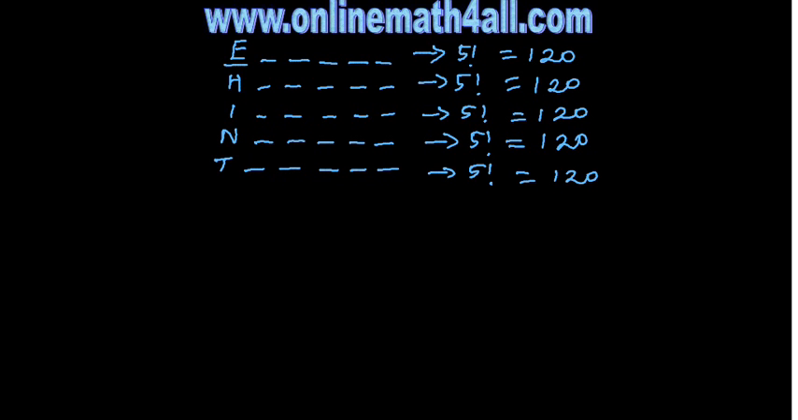So the dictionary will give meaning for the words starting with E at first. Then it will give meaning for the words starting with H. Then it will give meaning for the words starting with I. Then it will give meaning for the words starting with N. Then it will give meaning for the words starting with T. So in total we get 600 words starting with E, H, I, N, T. So the dictionary will give meaning for these 600 words before the word zenith.